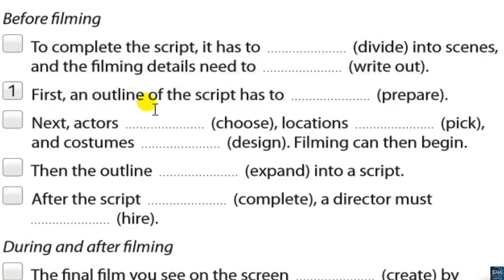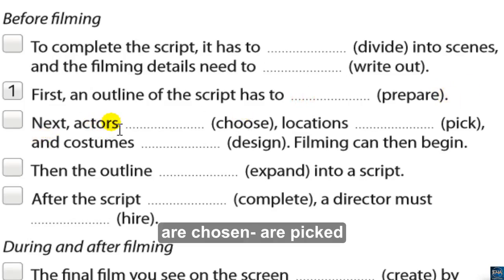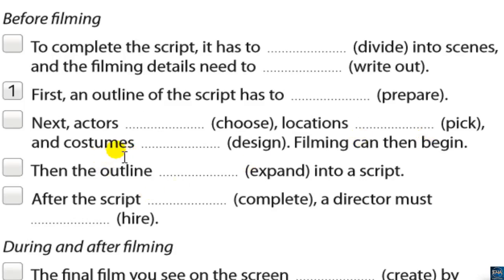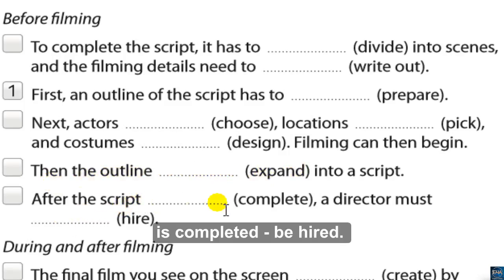To complete the script, it has to be divided into scenes, and the filming details need to be written out. First, an outline of the script has to be prepared. Next, actors are chosen, locations are picked, and costumes are designed. Filming can then begin. Then the outline is expanded into script. After the script is completed, a director must be hired.